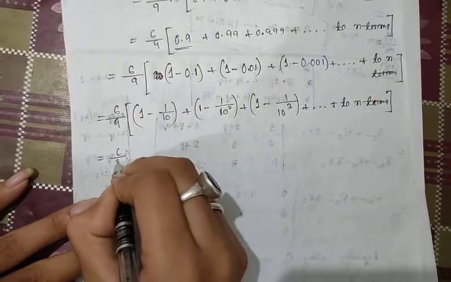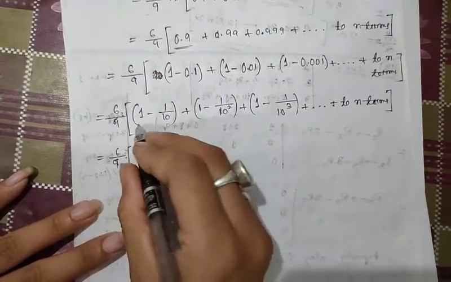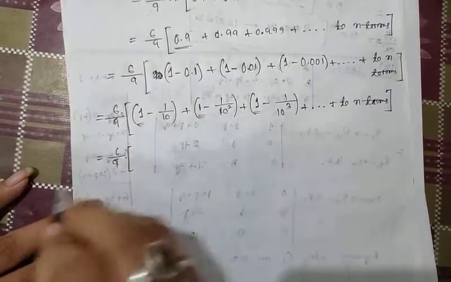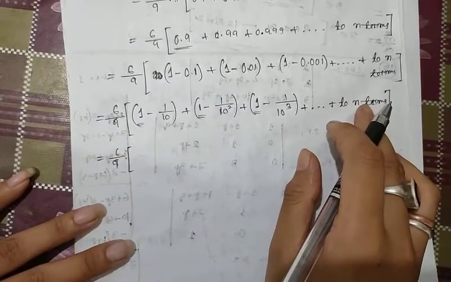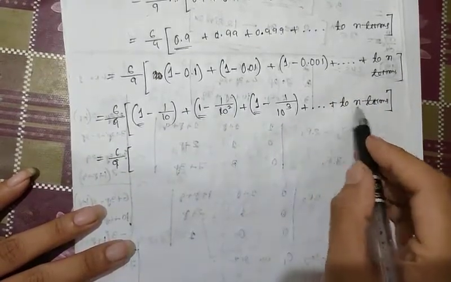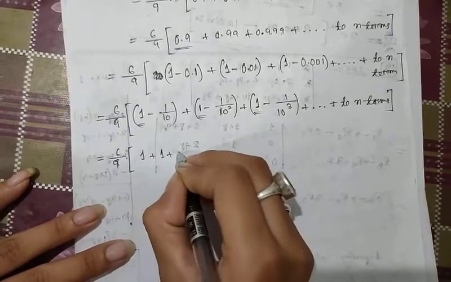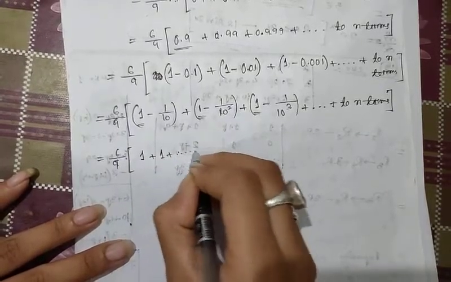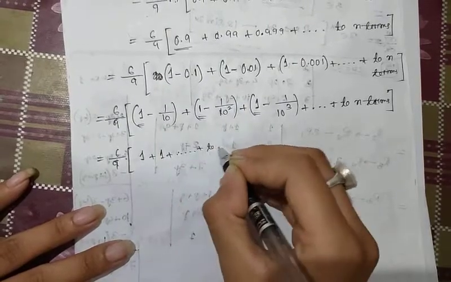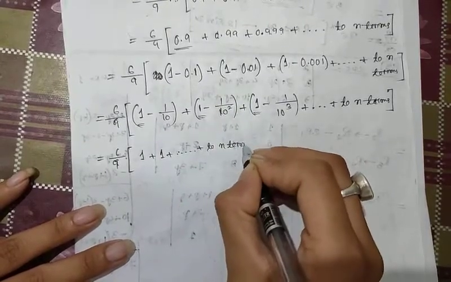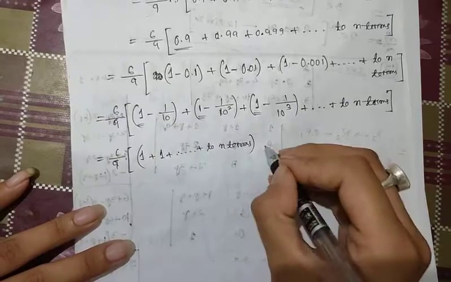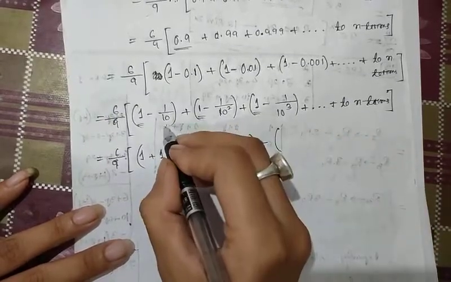So next what do we do? We take all the 1s together. We write all the 1s together. Up till how many terms do we have? N terms. So 1 plus 1 plus 1 plus, it will go on to how many terms? N terms.